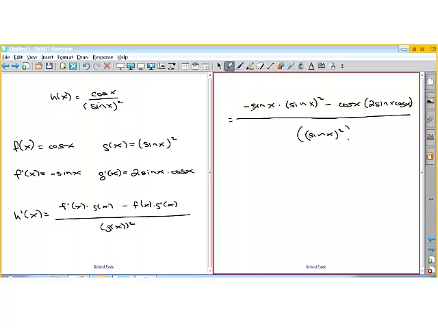Okay, so what you'll see is there's a sine of x here and there's a sine of x there, and there are 4 sine of x's in the bottom. So if we cancel out one sine of x, we get negative sine of x squared minus 2 cosine of x squared, all divided by the sine of x cubed.